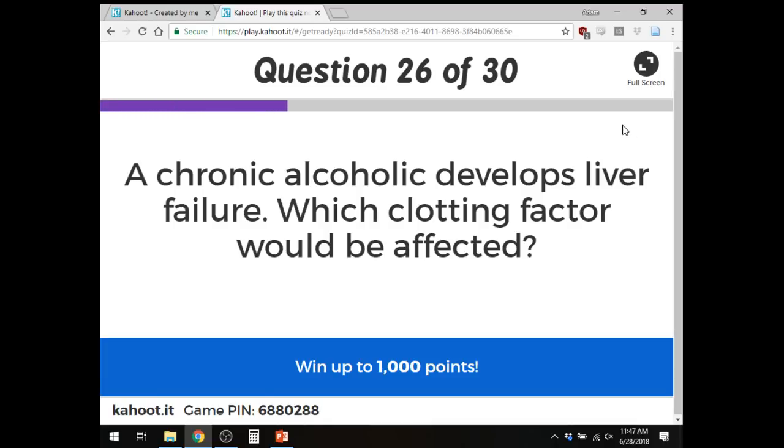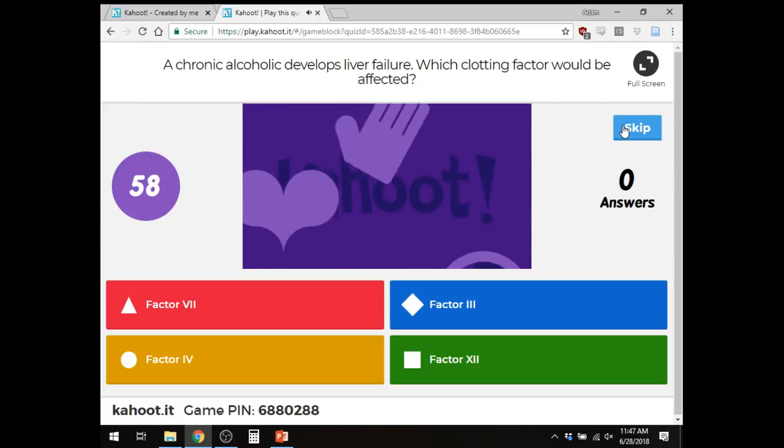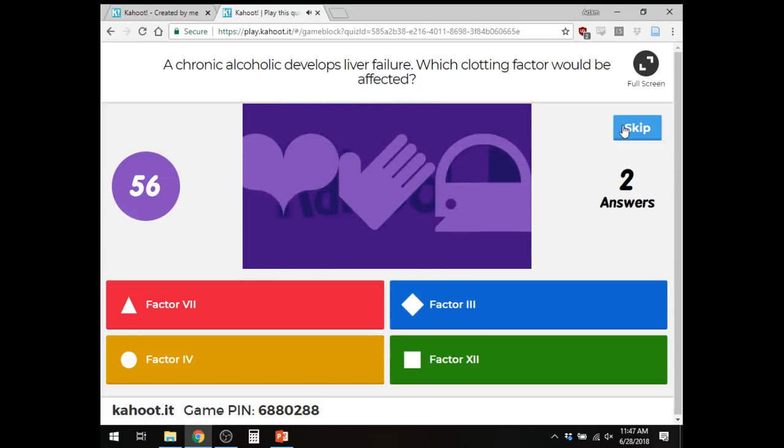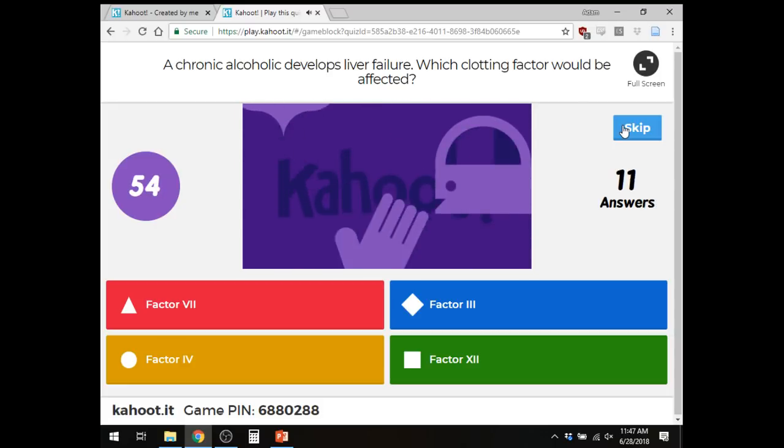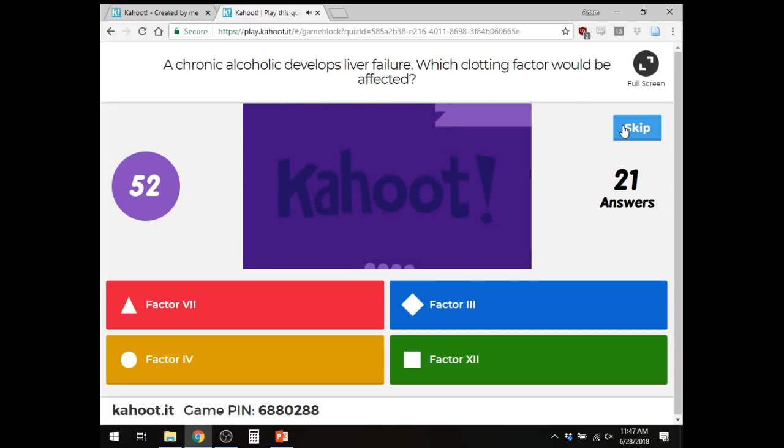Chronic alcoholic develops liver failure. What clotting factor might be affected here? Factor 7, 3, 4, 12.